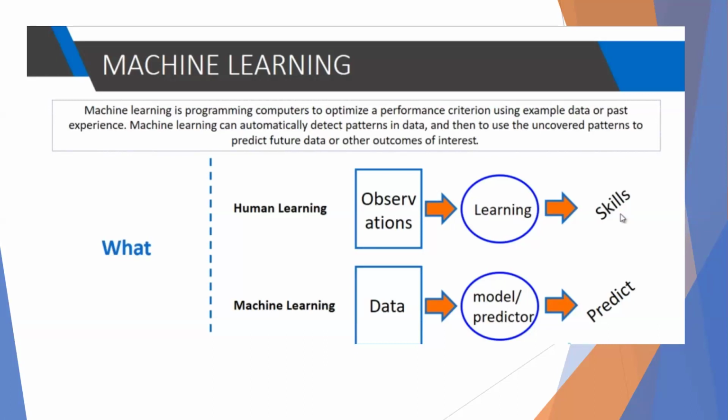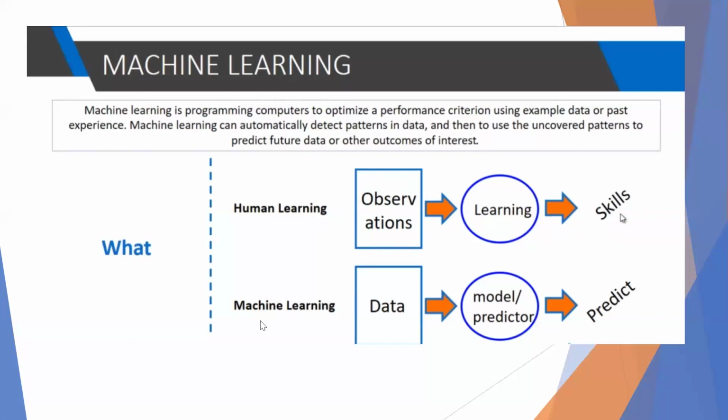Machine learning is programming computers to optimize a performance criterion using example data or past experience. It can automatically detect patterns in the data, and use those patterns to predict future data or outcomes. Here is a simple diagram in which we can see a human being doing daily tasks. We learn from experience, and from experience we develop a skill. That is the behavior that we follow as human beings.